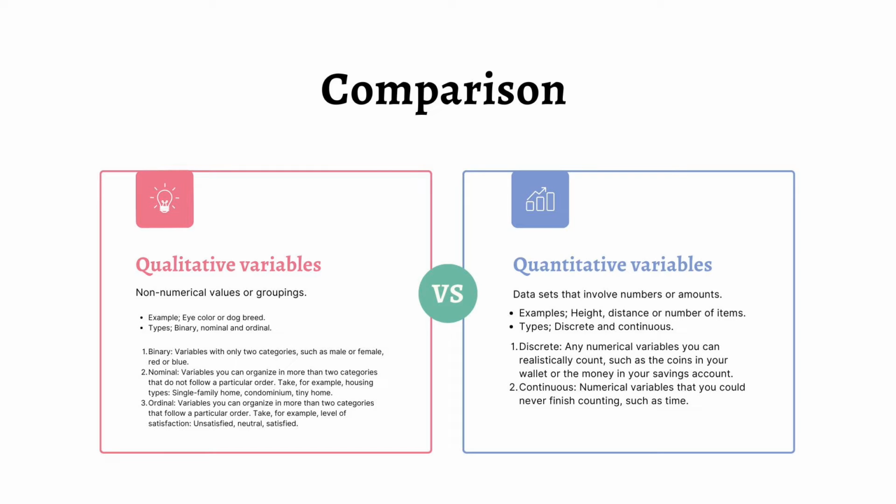Types: binary, nominal, and ordinal. Binary: variables with only two categories, such as male or female, red or blue. Nominal: variables you can organize in more than two categories that do not follow a particular order. Take, for example, housing types: single-family home, condominium, tiny home. Ordinal: variables you can organize in more than two categories that follow a particular order. Take, for example, level of satisfaction: unsatisfied, neutral, satisfied.